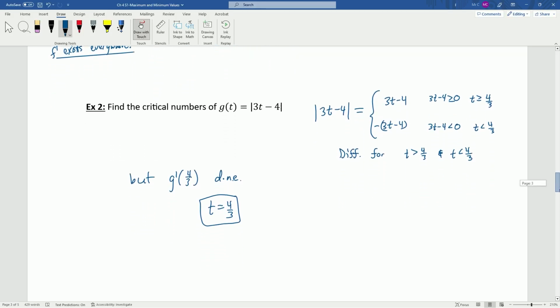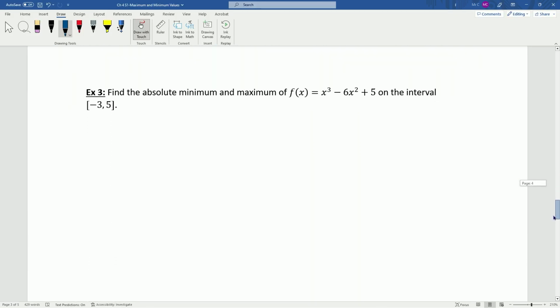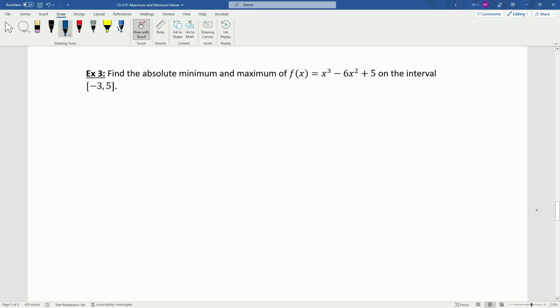All right, let's go ahead and move along. Okay, so now we're going to start applying this idea, and we're going to find the absolute minimum and maximum of f of x equal to x cubed minus 6x squared plus 5 on the interval from -3 to 5. Okay, so let's start by taking the derivative. We get 3x squared minus 12x. Derivative of 5 is 0.